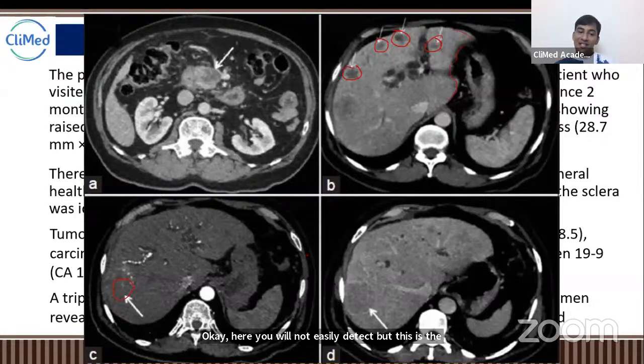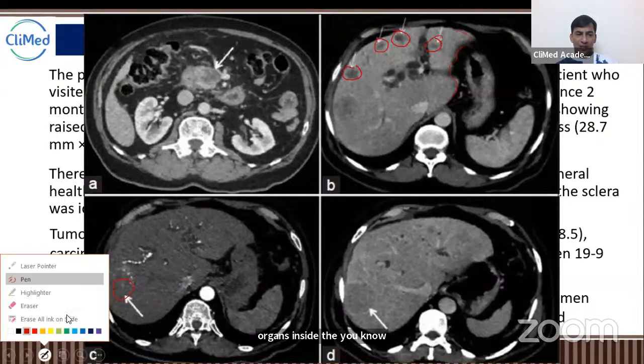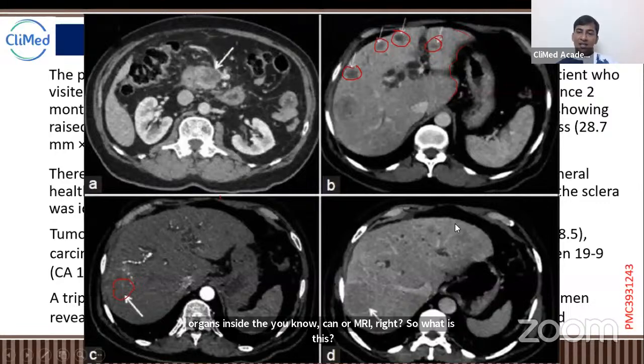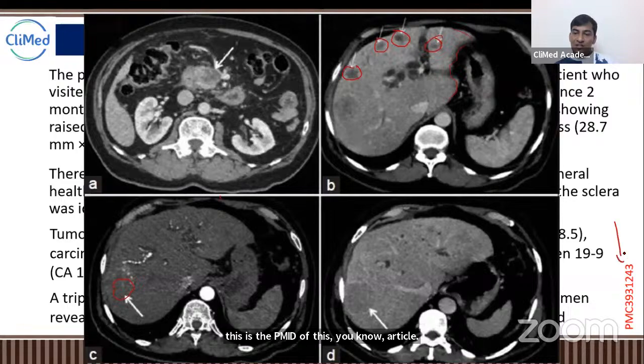I'll teach you the basics of how we can find the nodules in an MRI and CT scan, and how we can detect them along with all the organs inside. So what is this? We thought it is a pancreatic cancer. This is the PMID of this article. You can check out the article with this number.